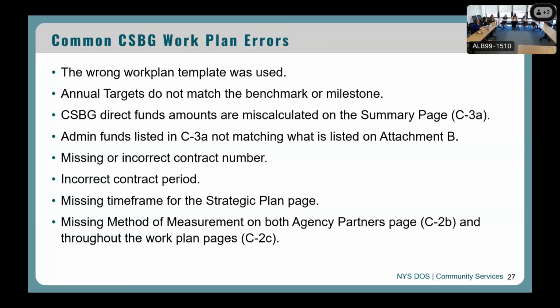If the annual targets don't match the benchmark or milestone on your work plan, that's an error. If the CSBG direct fund amounts are miscalculated on the summary page, which is C3A, and that goes hand in hand with the admin funds on the C3A not matching what you had listed on attachment B.